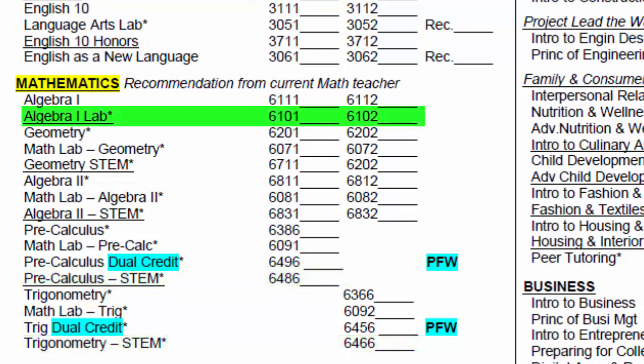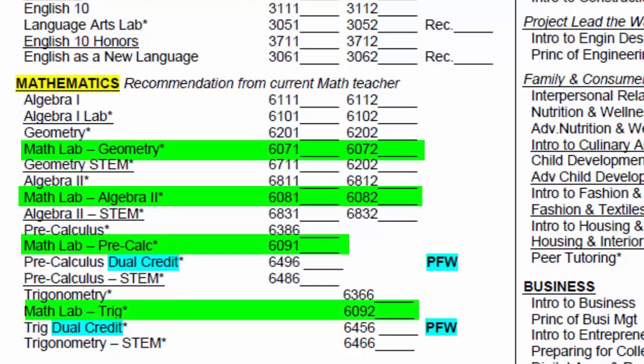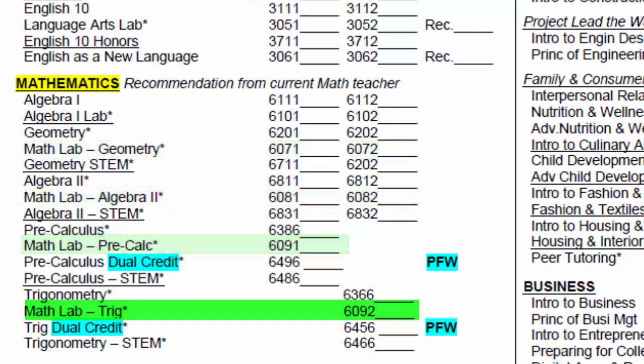If you take Algebra 1 as a sophomore, it is recommended that you take Algebra 1 Lab, only if you did not take Algebra 1 Lab as a freshman. There are also labs for Geometry, Algebra 2, Pre-Calculus, and Trigonometry. You must be concurrently enrolled in those specific classes to take those labs. In other words, you cannot take Geometry Lab without also taking Geometry.